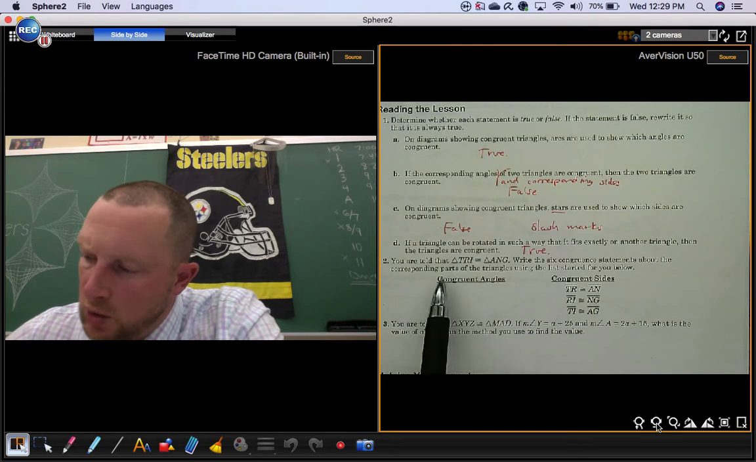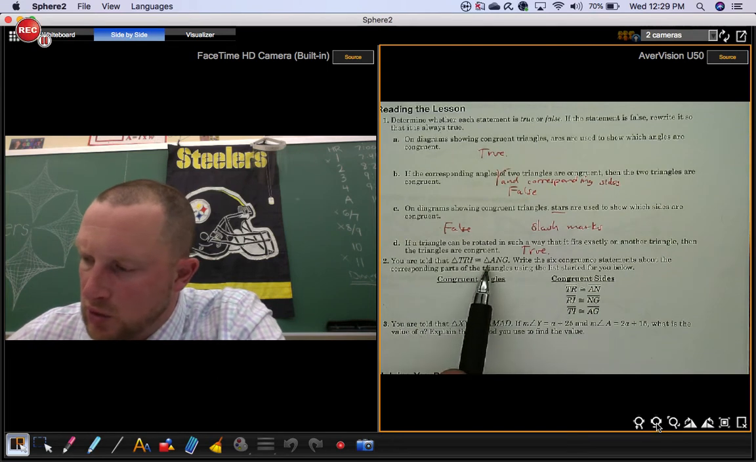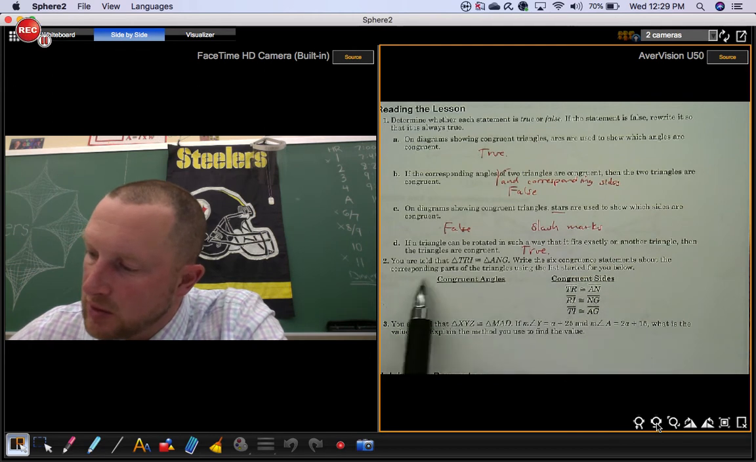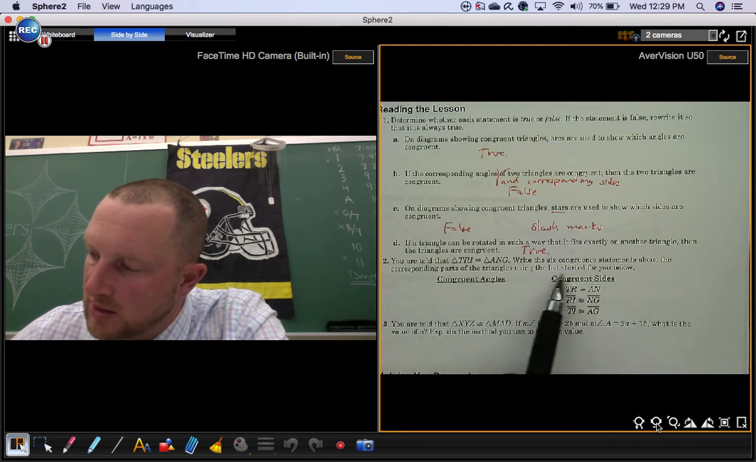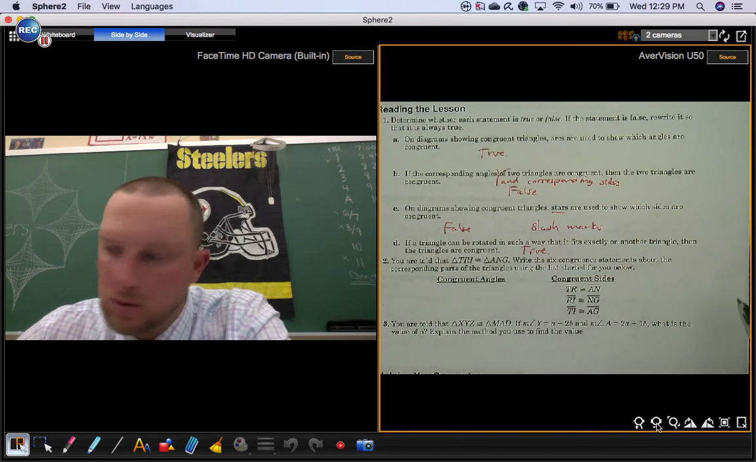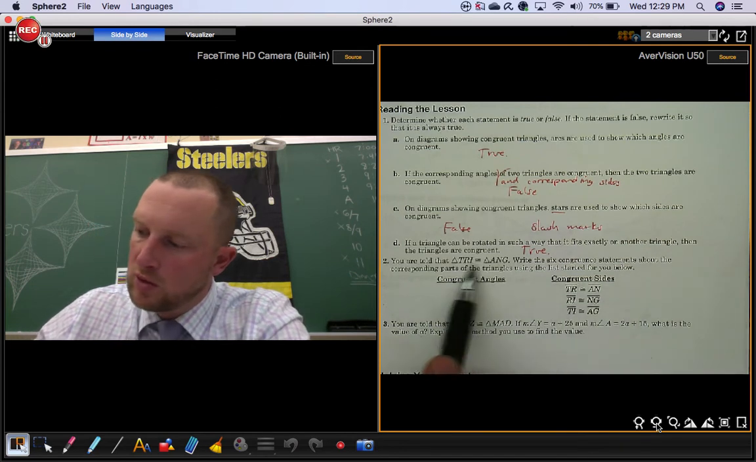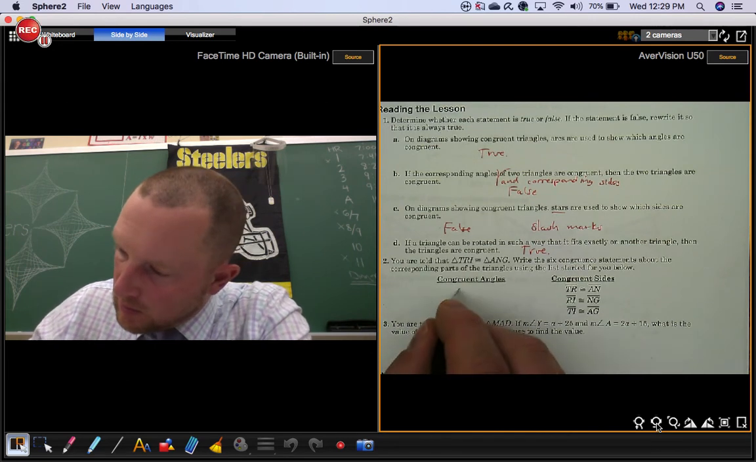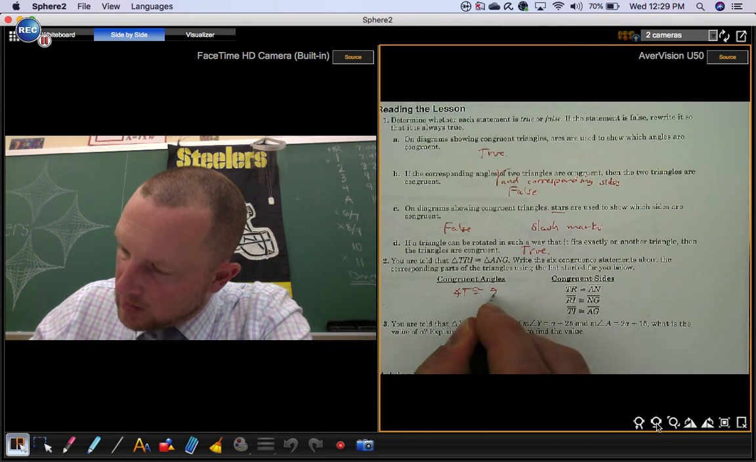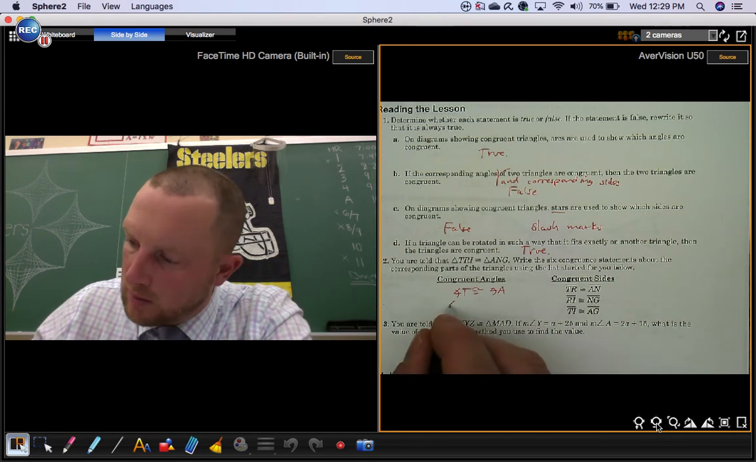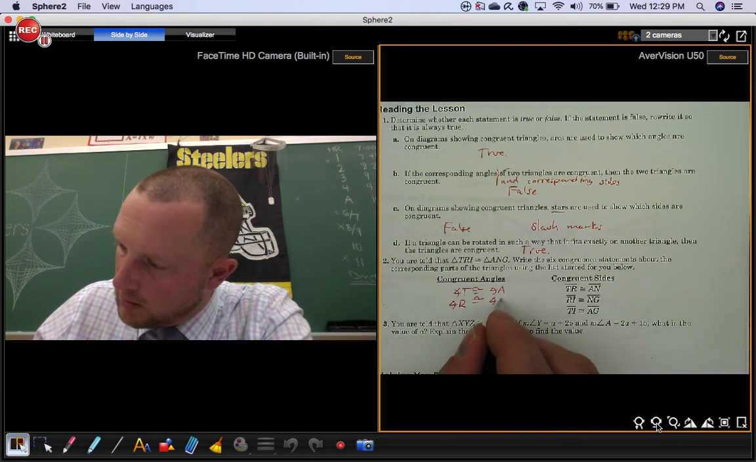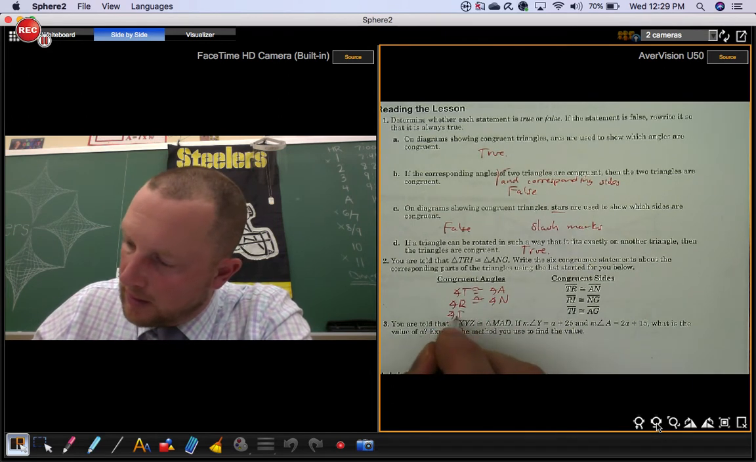Number 2. You are told the triangle TRI is congruent to triangle ANG. Write the 6 congruence statements about the corresponding parts of the triangles using the list started for you below. So, using this information, which angles are congruent? Angle T is going to be congruent to angle A. Angle R is going to be congruent to angle N. And angle I is going to be congruent to angle G.